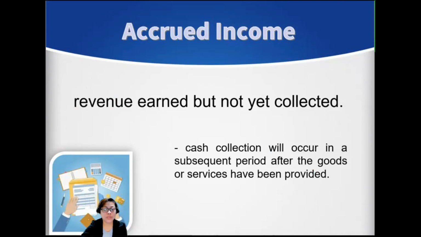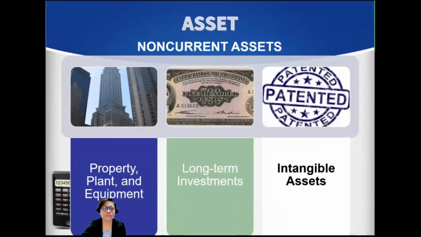Accrued revenue is revenue that has been earned by providing goods or services, but the payment has yet to be received, okay? Has yet to be collected. In other words, cash collection will occur in a subsequent period after the goods or services have been provided. So those are our current assets.